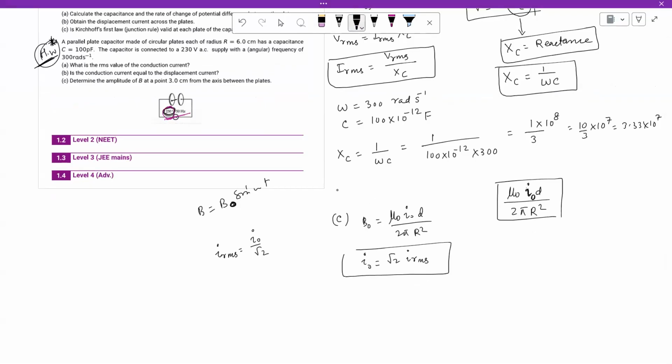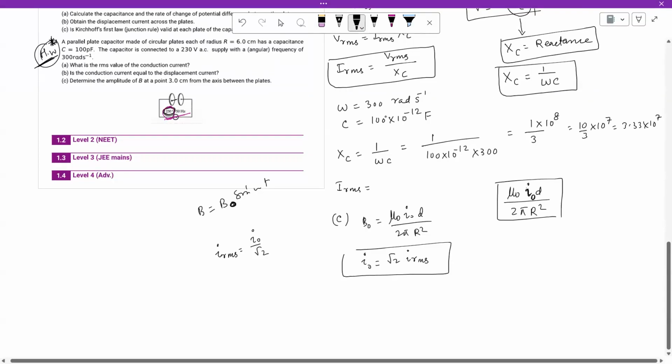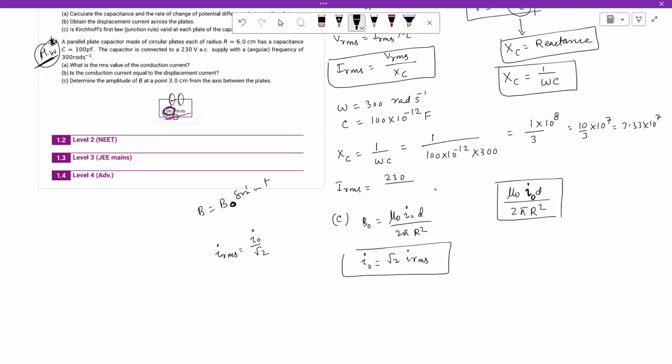So IRMS, V was how much? 230 divided by, let me write, 3.33 into 10 to the power 7. So this value is 230 into 10 to the power minus 7 divided by 3.3. So how much is this value? 23 divided by 3.3 into 10 to the power minus 6. Let me divide this value.